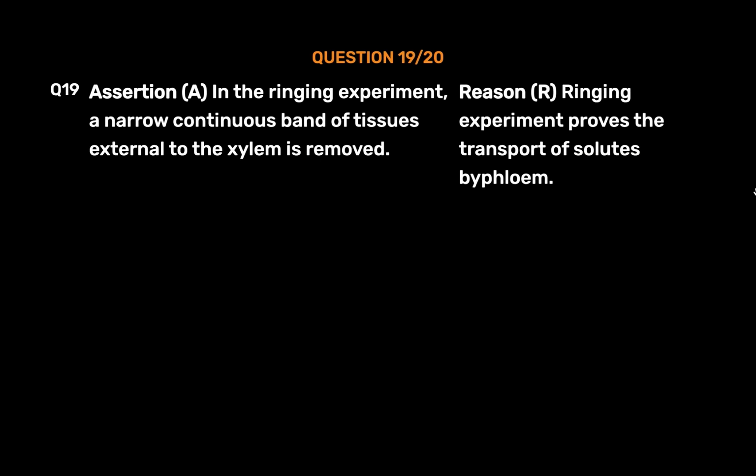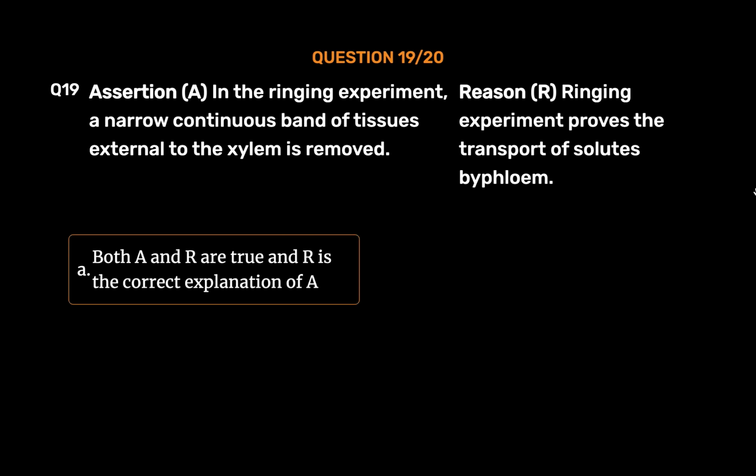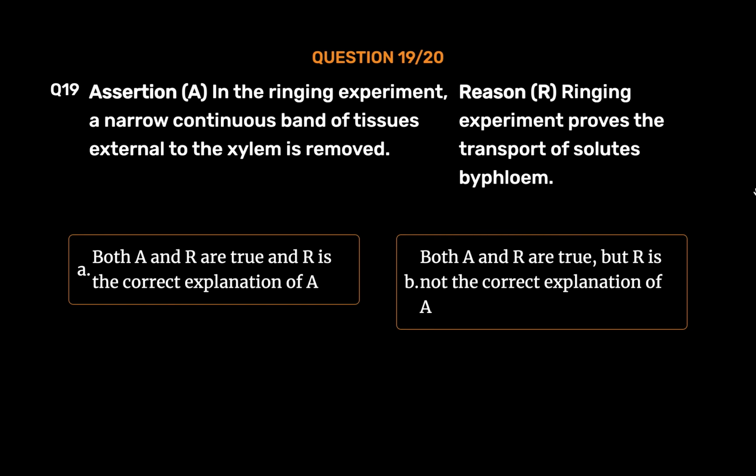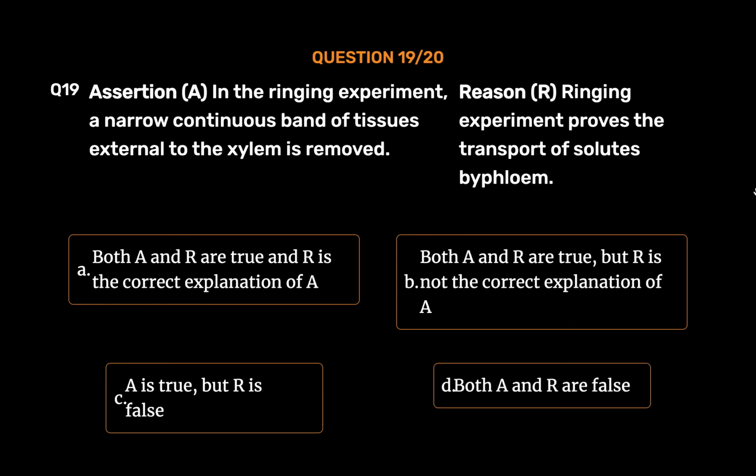Question number 19. Assertion A. In the ringing experiment, a narrow continuous band of tissues external to the xylem is removed. Reason R. Ringing experiment proves the transport of solutes by phloem. Option A. Both A and R are true and R is the correct explanation of A. Option B. Both A and R are true, but R is not the correct explanation of A. Option C. A is true, but R is false. Option D. Both A and R are false. The correct answer is option A. Both A and R are true and R is the correct explanation of A.